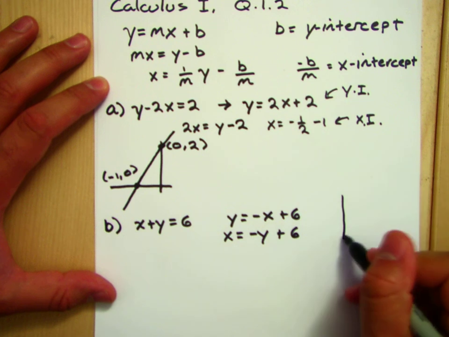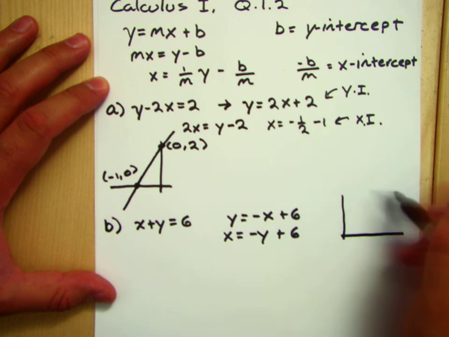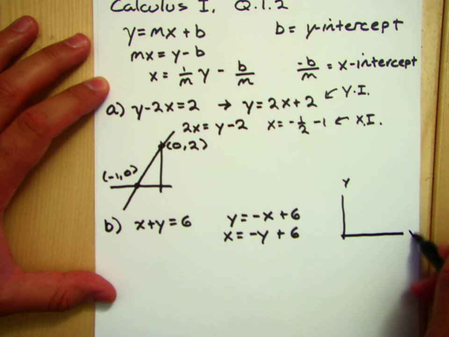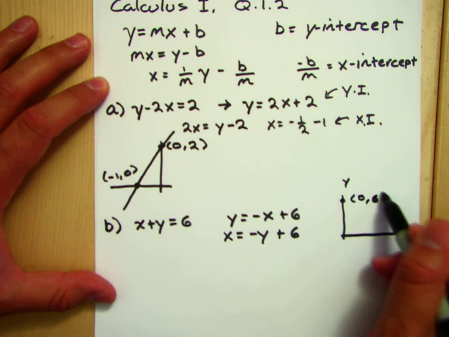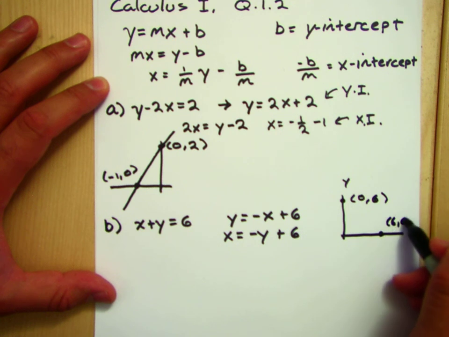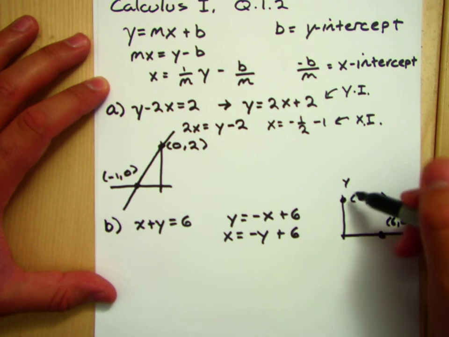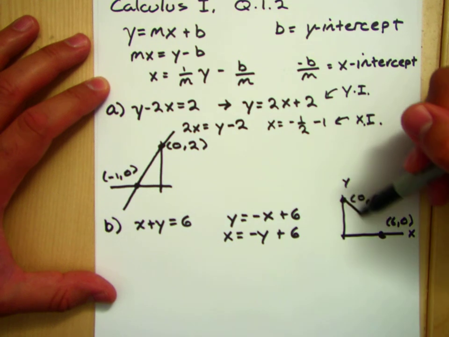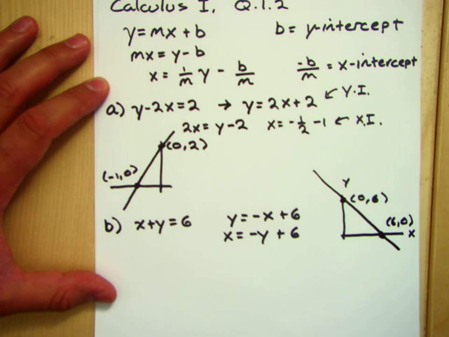And we can plot that. And I should mark this: this is y, this is x. The y-intercept will be here at (0, 6). And the x-intercept will be here at (6, 0). And the line that goes through those is our line.